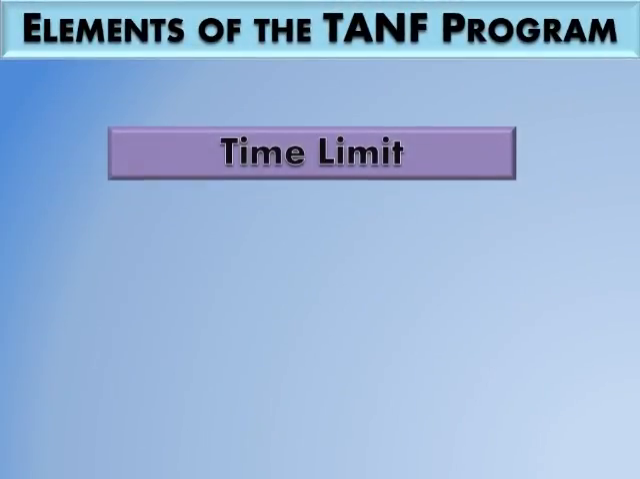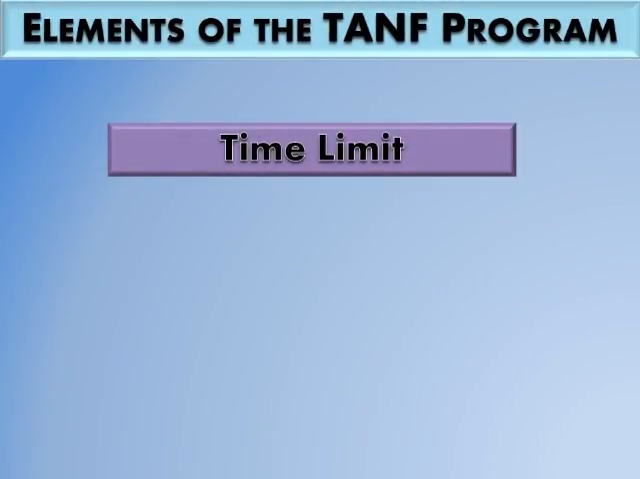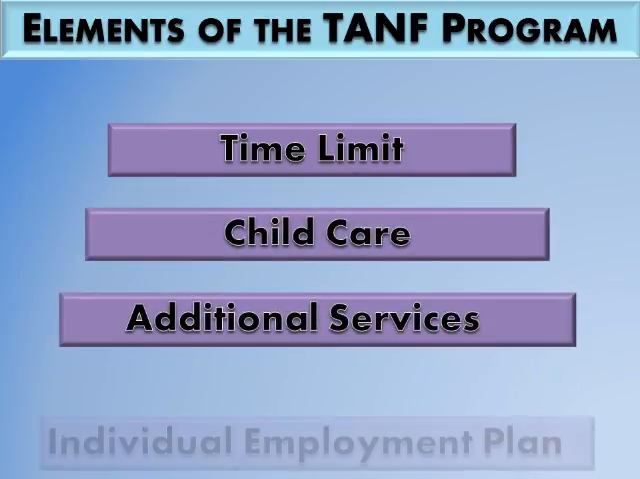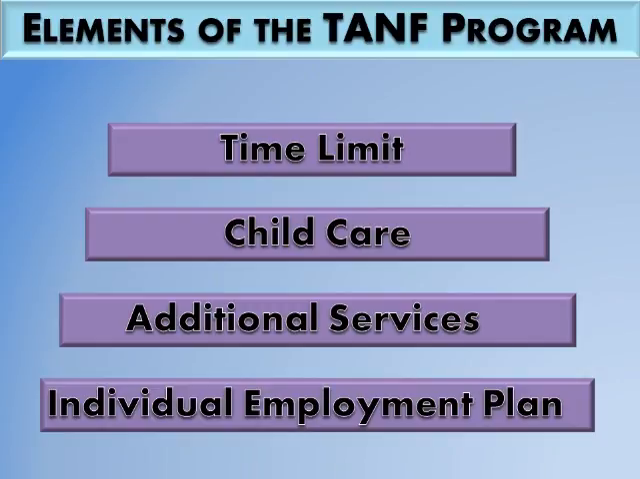In order to help families through their times of emergency and need, the TANF program is built upon four core pillars: time limit, child care, additional services, and the individual employment plan. Because the program is specifically for families, the program requires its customers to address first their need for child care so that they are in a position to find full-time permanent employment.